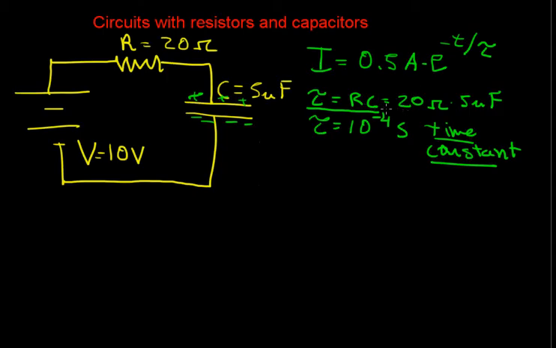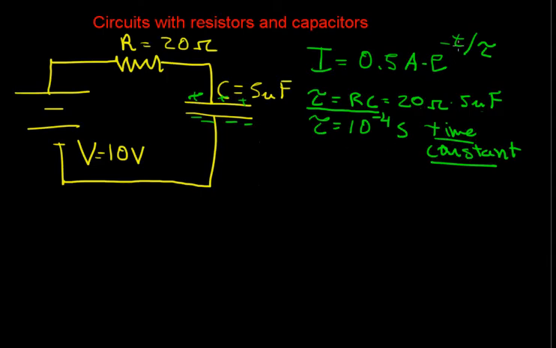And for this circuit, R times C is 20 ohms times 5 microfarads. A microfarad is 10 to the minus 6 farads. And so 20 times 5 is 100, and so times 10 to the minus 6 gives me 10 to the minus 4. Ohms times farads is seconds, and so that's our time constant.